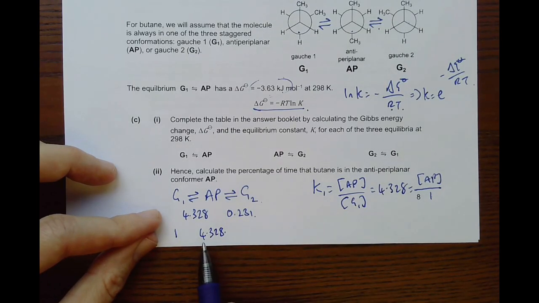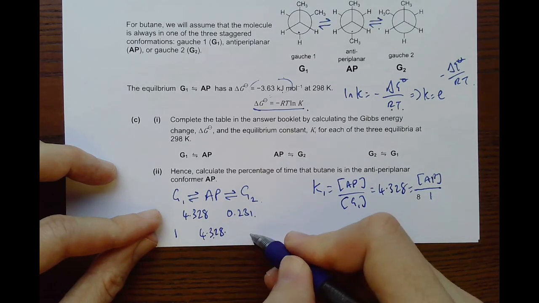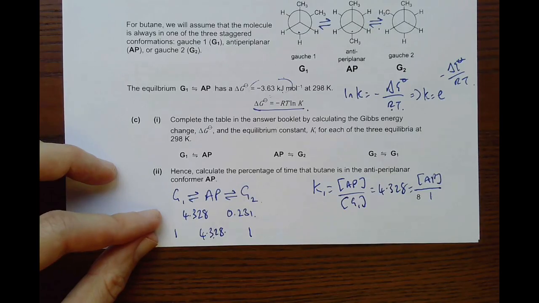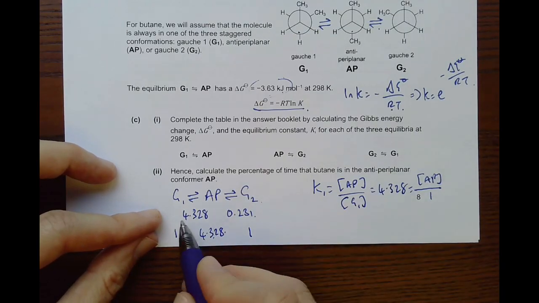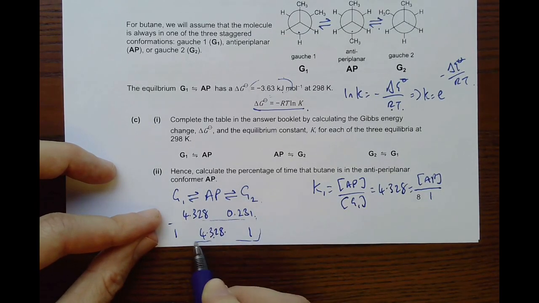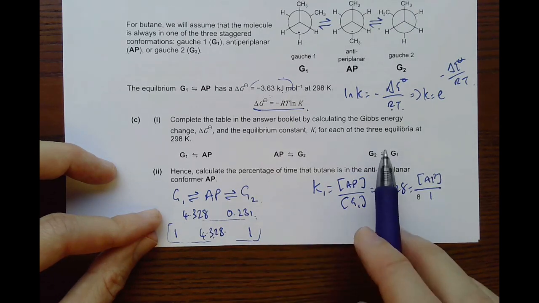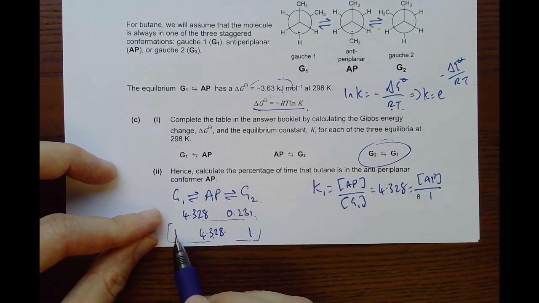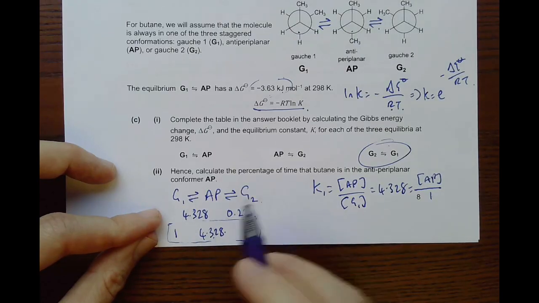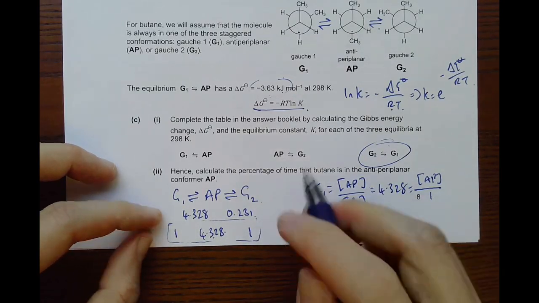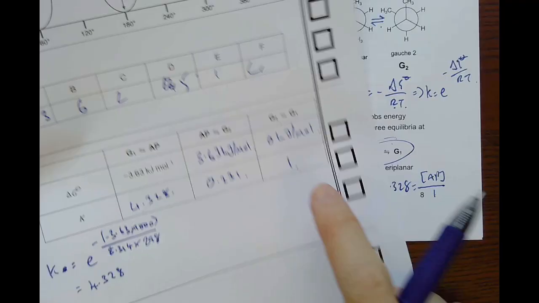And by the same logic, if my antiperiplanar concentration or amount is 4.328, and this equilibrium constant is 0.231, then the amount of G2 must be 1 by the same argument. Okay, so this is like a fictional equilibrium mixture composition. If I have 1 of this, I'll have 4.328 of this, and I'll have 1 of this. And I can check that because I know that the equilibrium constant for this is 1 to 1. So if I have 1 of that and 1 of that, that gives me K equals 1. All right, K equals 1, which I found back here.